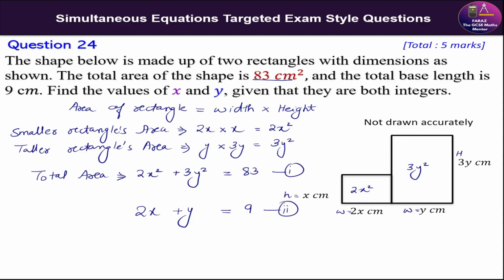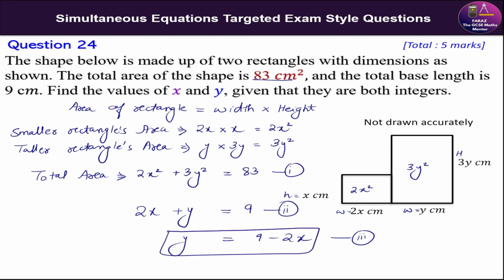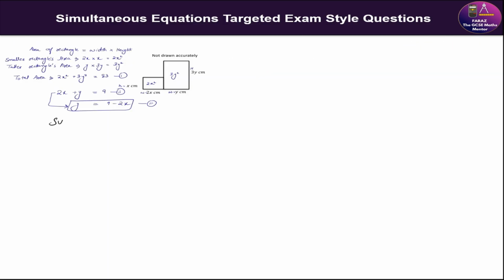Now we have to solve these equations simultaneously. To do that, we first need to make y the subject of the equation. So in the second equation, make y the subject: y equals 9 minus 2x. All right, let's make it equation number 3. After making y the subject, you have to substitute y equals 9 minus 2x in equation number 1, because this y is coming from equation number 2.